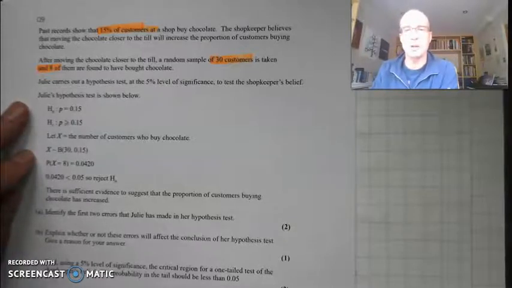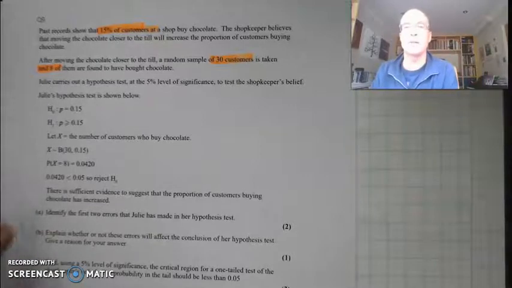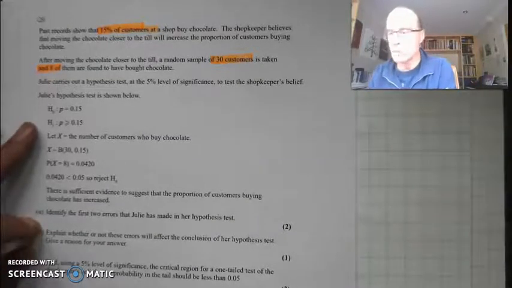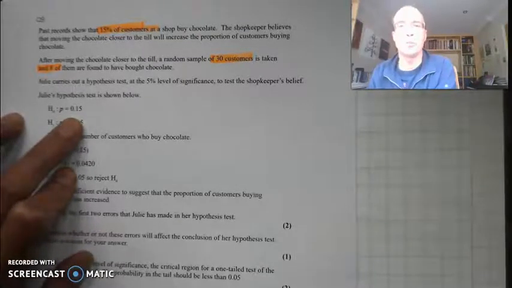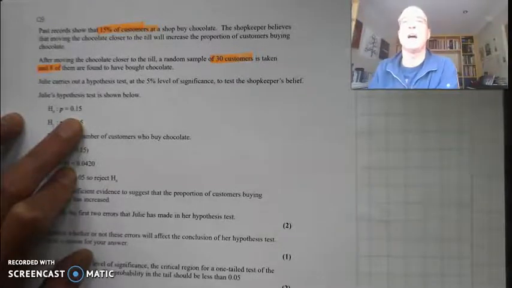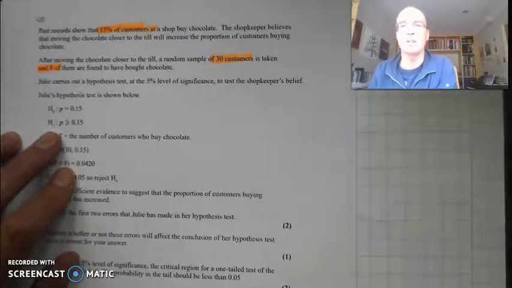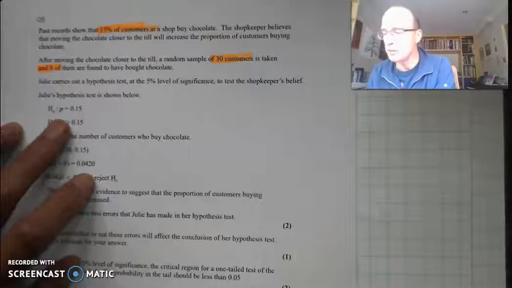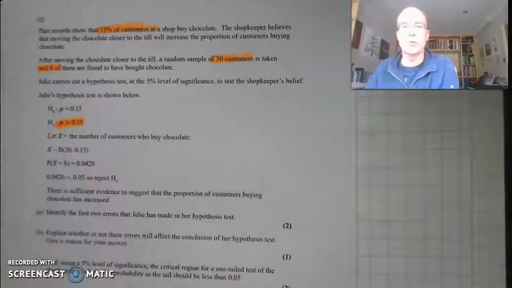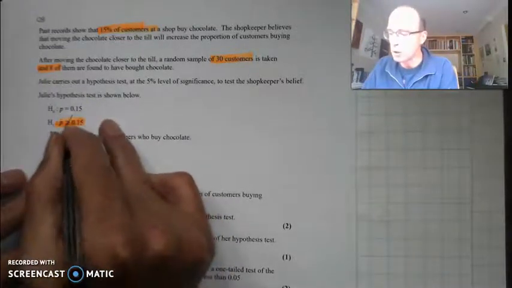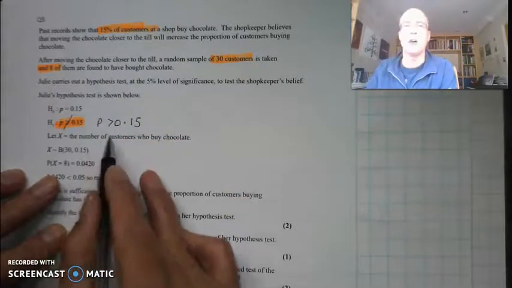So Julie's had a go at the question, and she's made a couple of mistakes. And in part A, they've asked us to identify the 2 errors that she's made. So the eagle-eyed amongst us spotted that if the null hypothesis is P equals 0.15, that 15% historically that bought chocolate, then the alternative hypothesis, H1, can't include the value of P equals 0.15. So this P greater than or equal to 0.15 is wrong. It needs to be P greater than 0.15, strictly greater than, and not greater than or equal to.